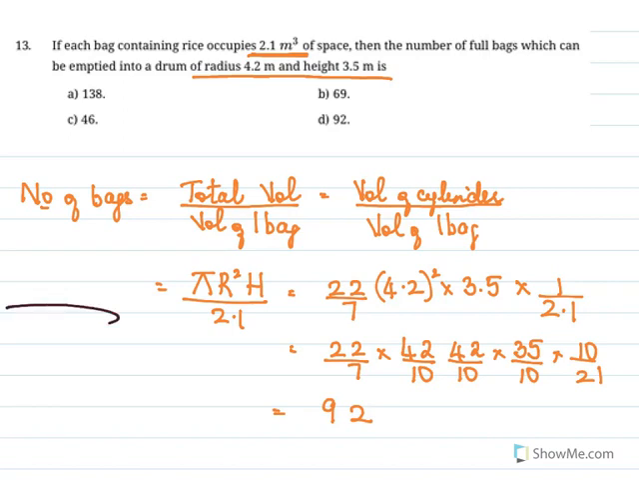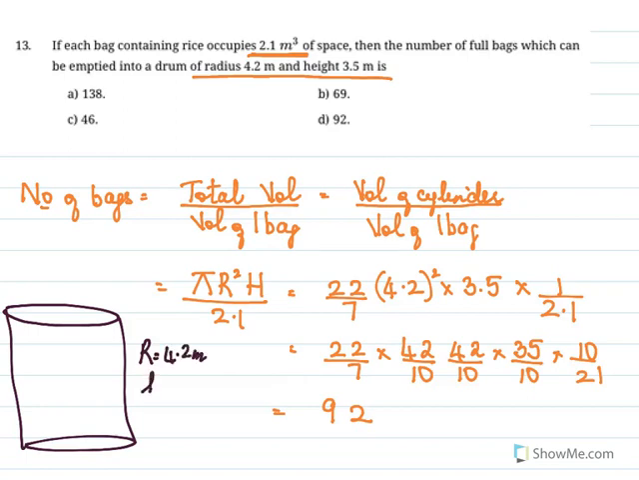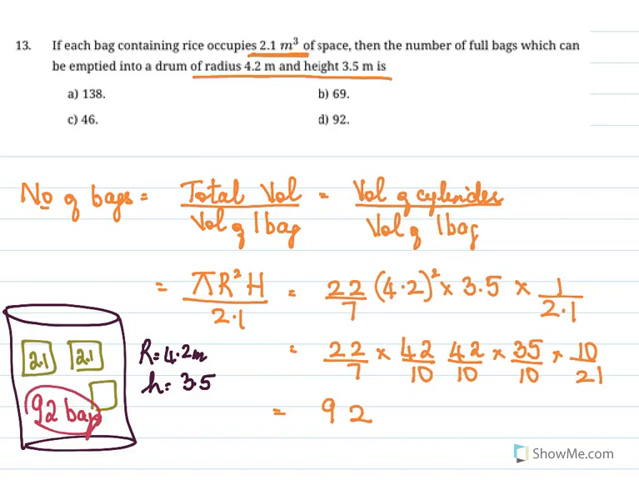So here in this sum, we have this drum, which is a cylinder. The radius of this cylinder is given as 4.2 meters, the height of the cylinder is 3.5, and in this cylinder there are these little bags that are put in, and each of these bags has a volume of 2.1. The number of bags that can be accommodated are 92 bags.